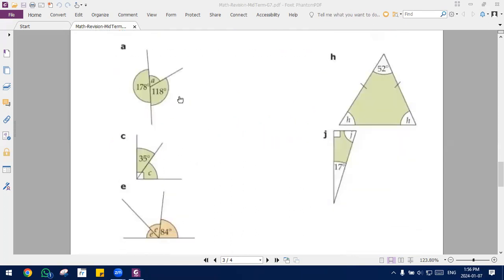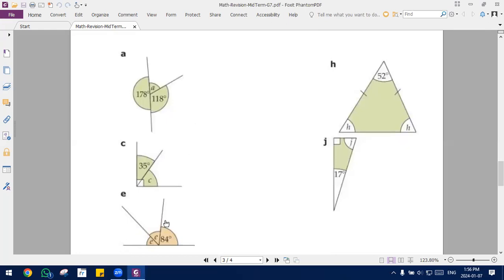Okay, now for this chapter, you need to memorize at least these things. First, this is a 90-degree. What do we call it? Right angle. Then, this is a straight line angle, which is 180 degrees. Straight line angle. And then we have a full circle, which is 360.